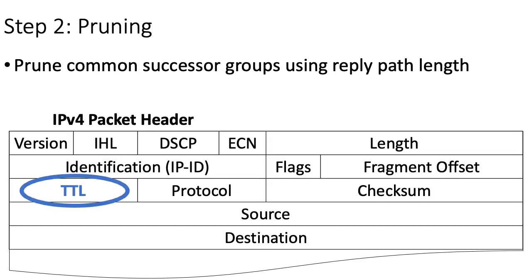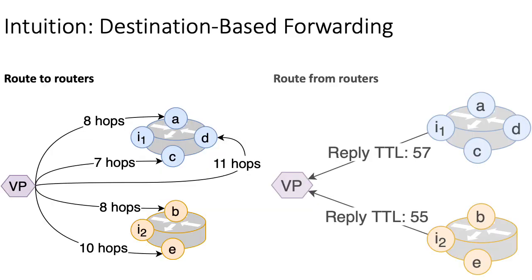When I send pings from a vantage point to an address, I'm trying to get an estimate of the reply path length. This is the router path that a reply takes to get from a router to a vantage point. Now obviously, I don't know the actual path that a reply takes, but I can get an estimate by looking at the TTL in the IP packet header. When a router originates a packet, it initializes the TTL field with some value, and subsequent routers decrement that value until the packet reaches the vantage point.